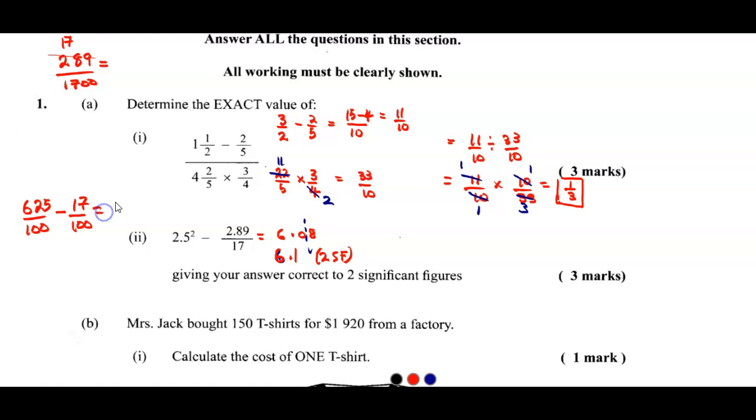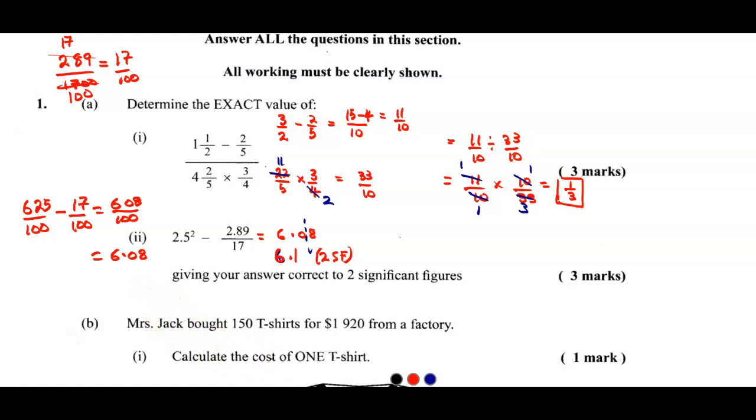And that gives us 608 over 100, which works out to be 6.08. And you can round it to two significant figures. So it doesn't really matter. So 17 into this is going to give us 17, and 17 into 1700 here is just 100. So what we have there is 17 over 100. Okay? So you have both ways to work it out. You can use a calculator or you just work it out manually.